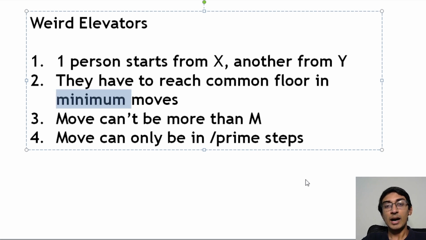This is really important. Otherwise, we can just make them move to 1. Eventually, they can all come back to 1. Even prime numbers can divide themselves and come to 1.